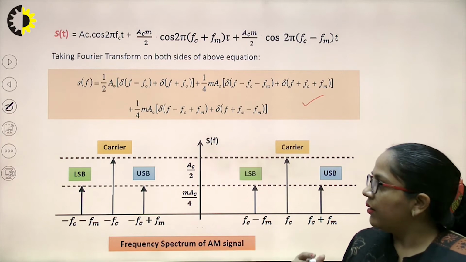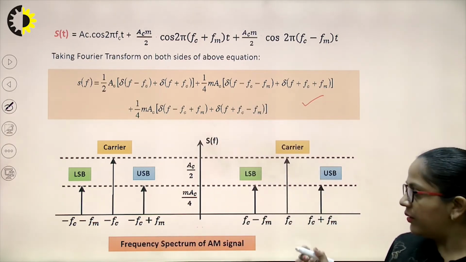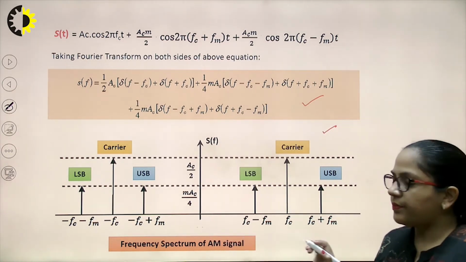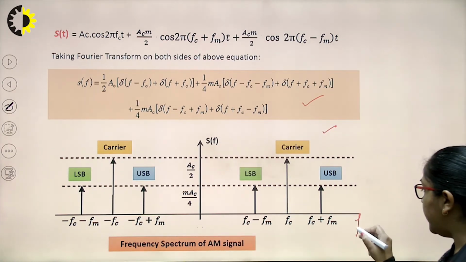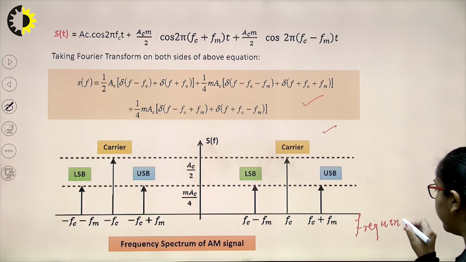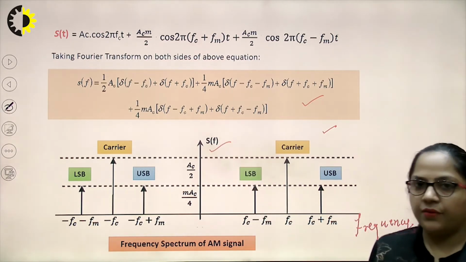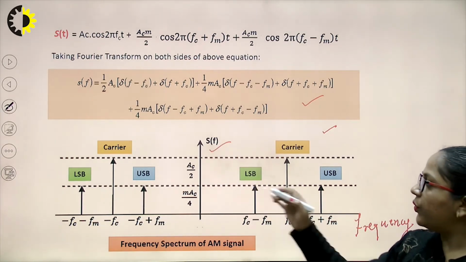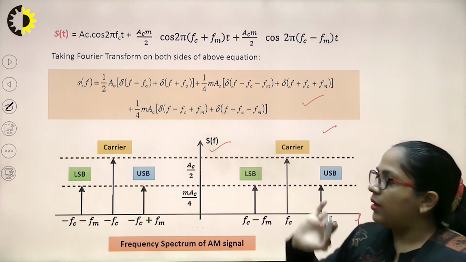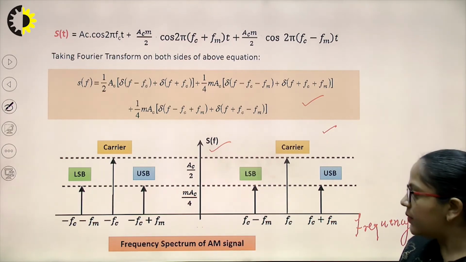Now, we can draw the frequency spectrum of the above expression in this manner. Here, the horizontal axis represents the frequency. This axis will represent the Fourier transform, that is the amplitude of each term. So, according to the above expression, how can we draw the frequency spectrum of the AM signal?